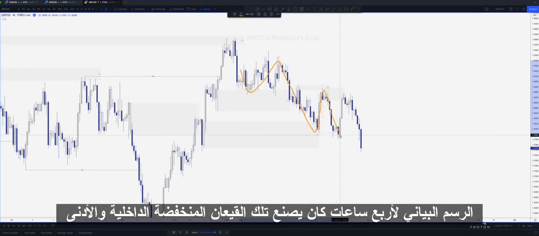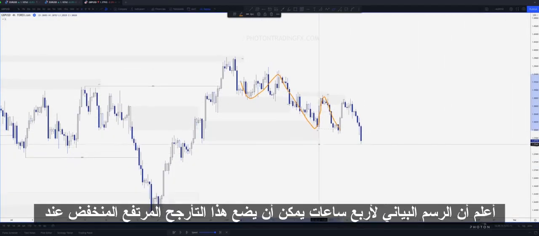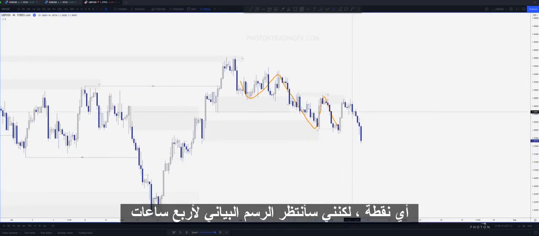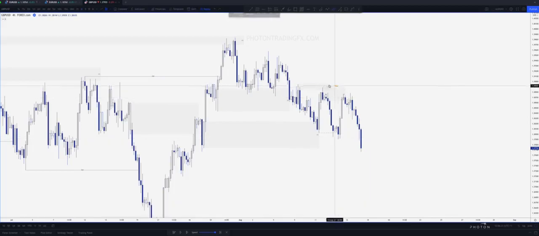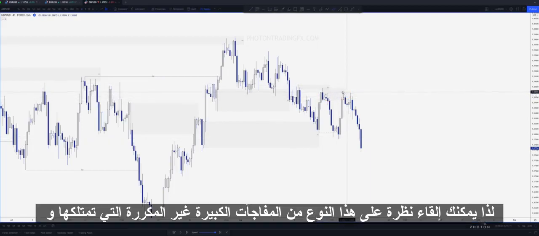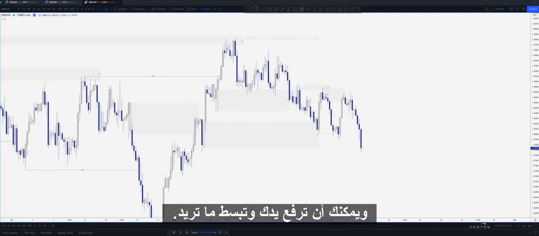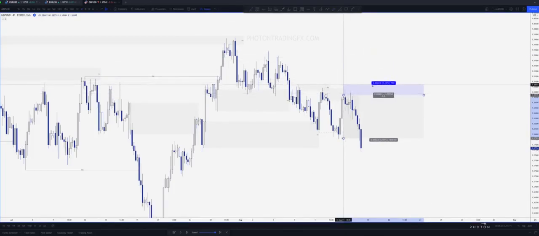We're making those internal lower lows and lower highs. I know the 4 hour chart could be putting that swing high low in at any point, but I'm just going to wait for the 4 hour internal price action to start to switch bullish. So you can look at these larger unrefined supply zones and you can literally just hit sell on the EQ, right? And you can be as hands-off and as simplified as you want. There's no need to get super, super complicated.